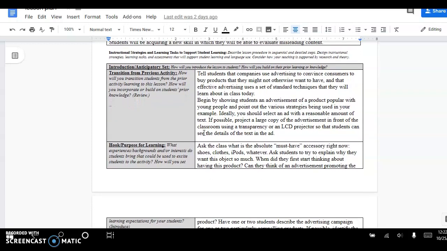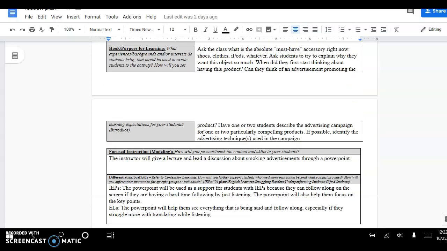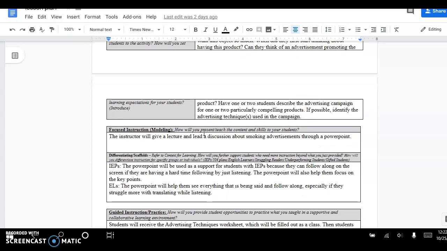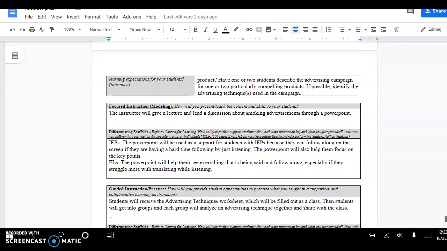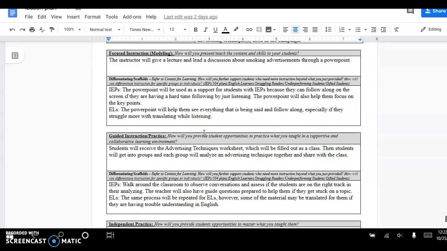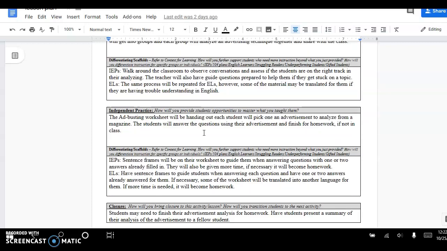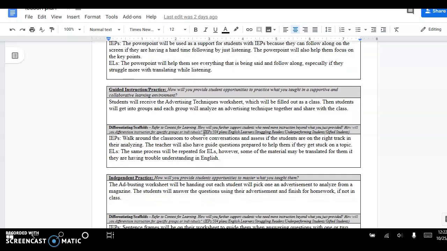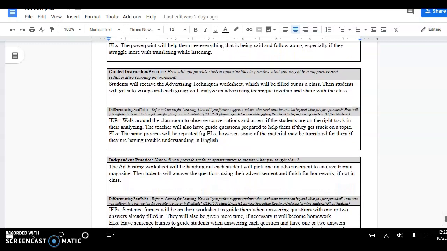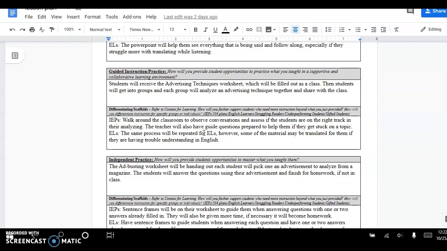So our transition, our hook was what we found within the lesson. Modeling, guided practice, and closure for our lesson plan. So our lesson plan was pretty much how are we going to use this information and put it into these boxes that will guide our lesson and help us through it.